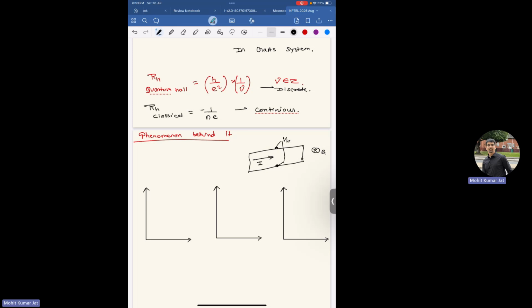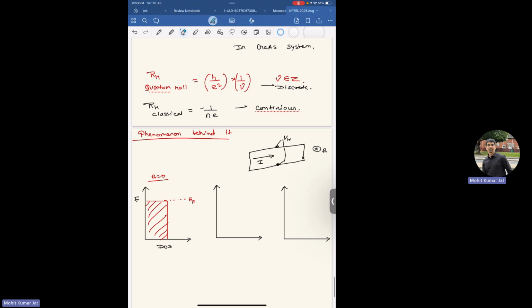So this is DOS, density of state, and this axis is energy. If I ask you to plot the density of state versus energy for a metal, you will say that up to an energy level the states will be filled, and after that they will be empty. This energy level we all know as the Fermi level, EF. Now this is for B equal to 0. What will happen if B is finite, non-zero? And this direction is increasing B.